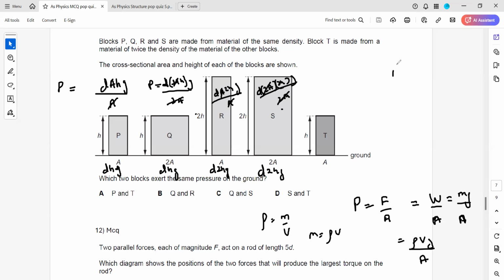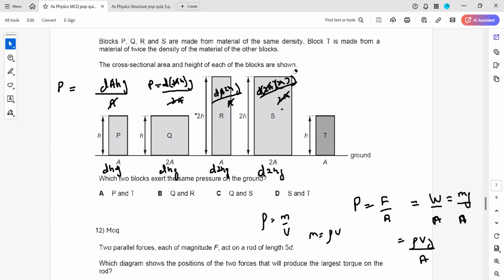Look, the pressure exerted depends on the force and depends on the area. Because they have the same density, but their area and heights are different, their mass will be different. So the force will be different. So you don't compare only with the area, you have to compare the mass as well.